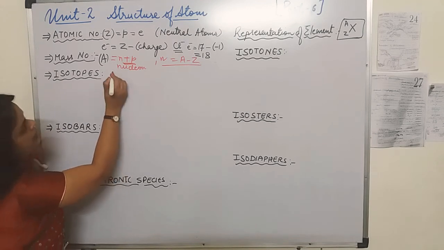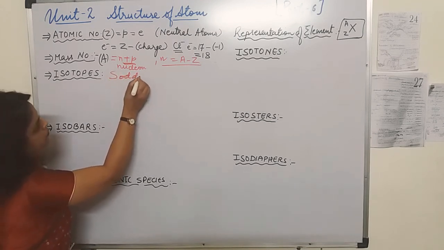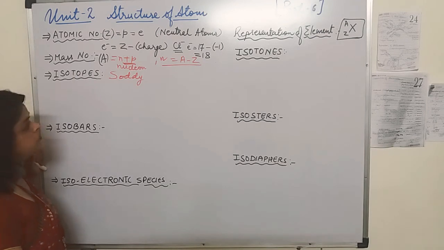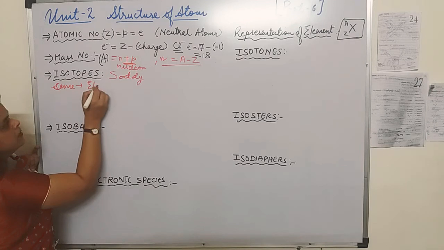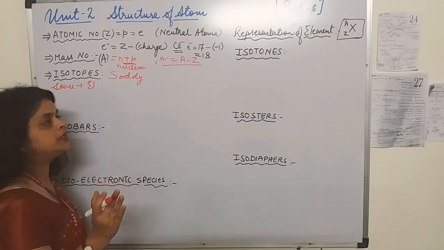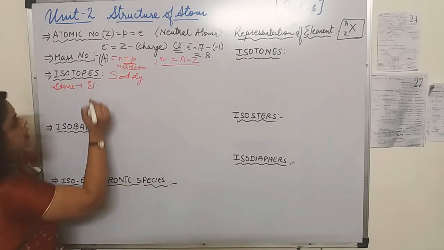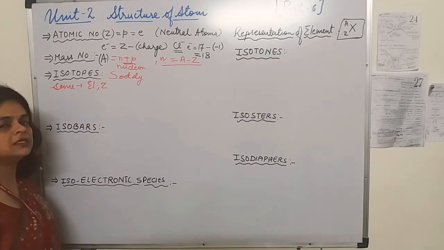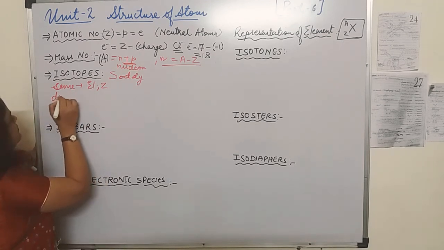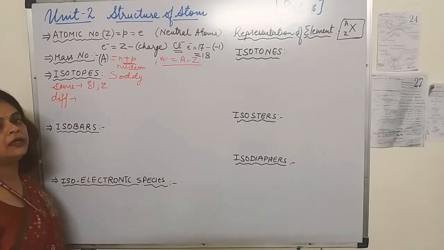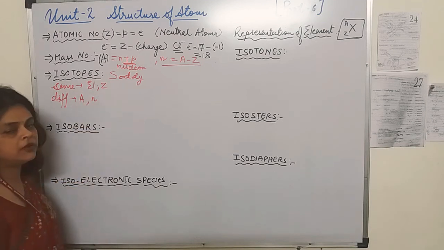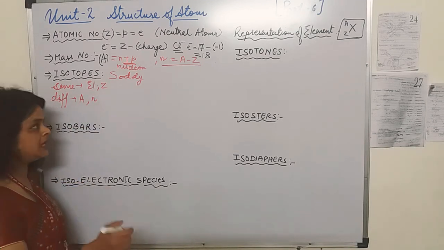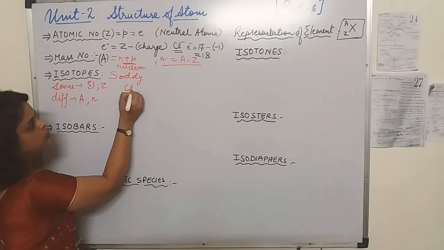Now the next term it is isotopes. Isotopes was given by a scientist Soddy. The isotopes, they are having the same element. The elements which are showing the isotopes, they will be the same. What is the difference between them? They are having the different mass number and they are having the different number of neutrons. Here we will take two examples. The first one it is chlorine 35 and chlorine 37.